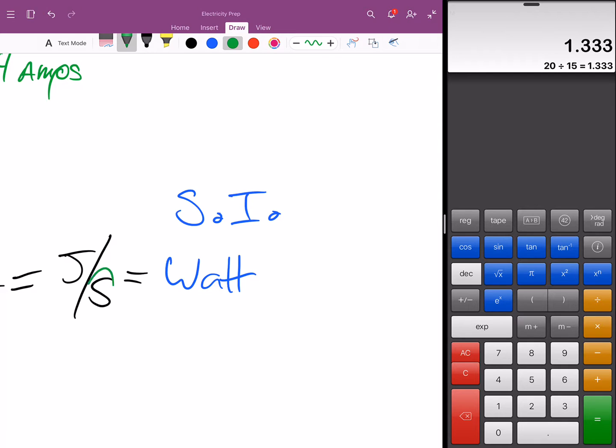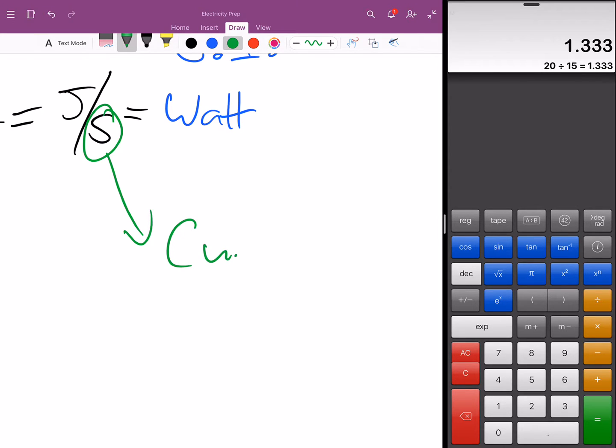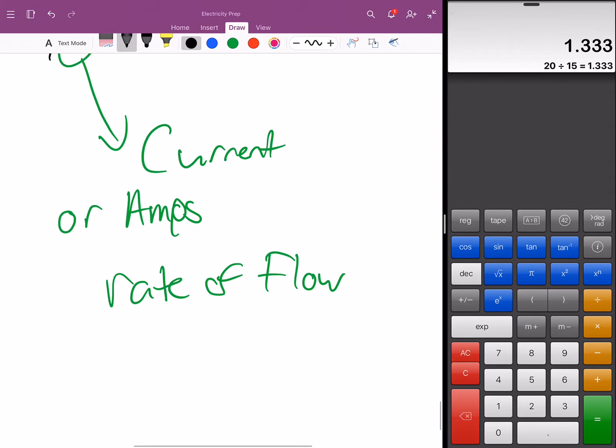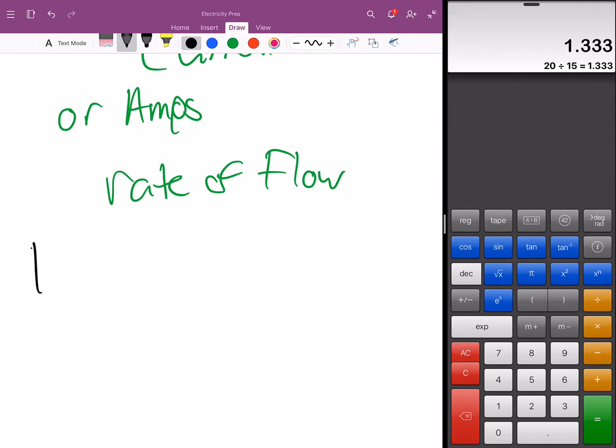Now, the idea behind time comes from your current, or you could say your amps. Amps, guys, is the rate of flow for electricity. Now, this introduces a whole different formula. The original formula for power, as I said earlier, is work over time.